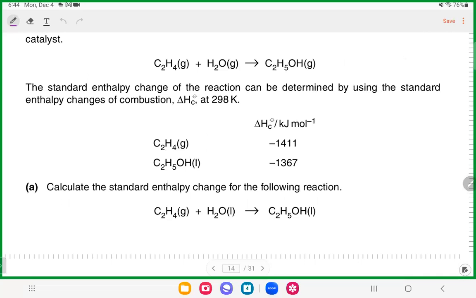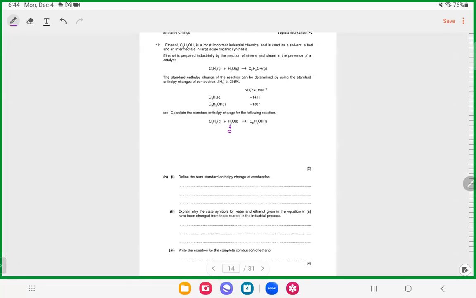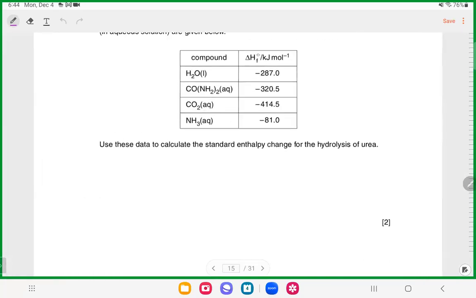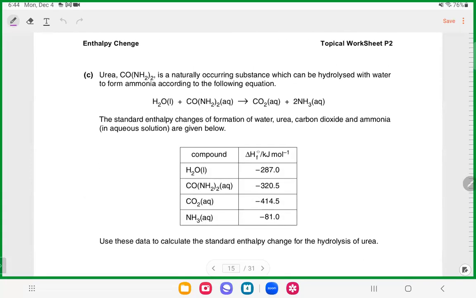Combustion data is given, but the combustion of water is missing. Why? Because water is always a combustion product. Okay? So the combustion of water will not be given. Now you can see P2 questions are easier. Does it seem easy?